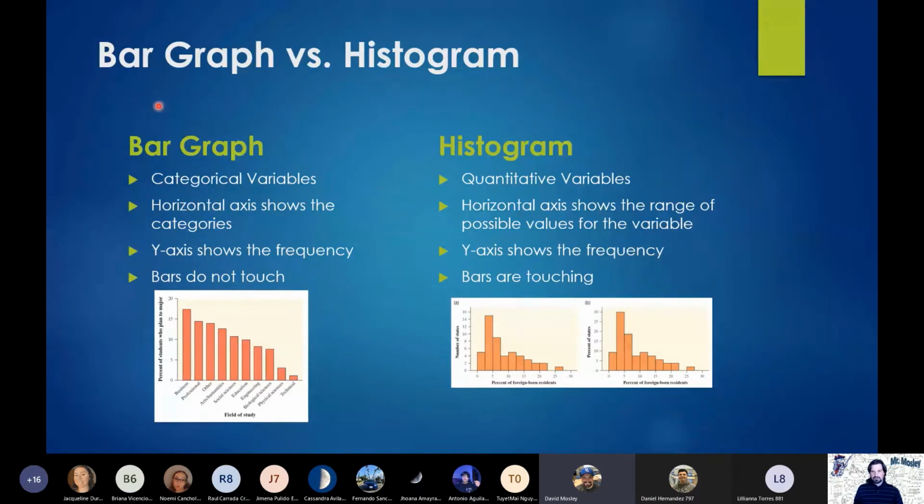So I want to review that, make that clear. What questions do you guys have about the bar graphs and histograms? Does anyone need a minute to write anything down from this screen? All right, next screen.